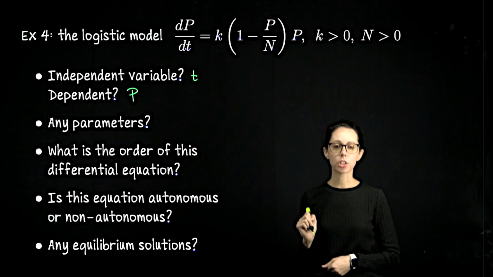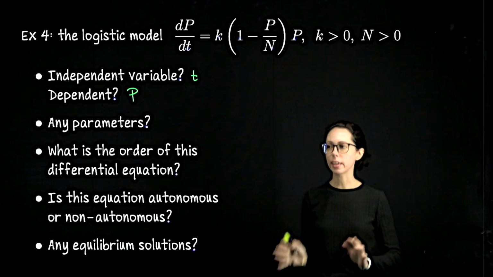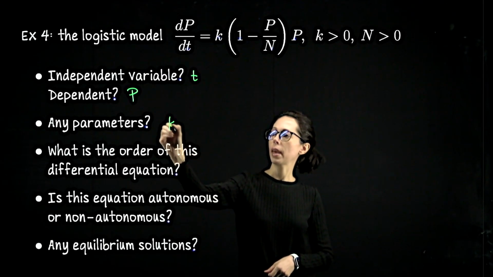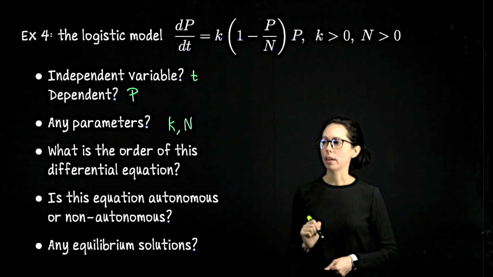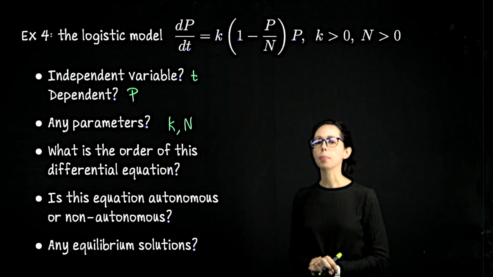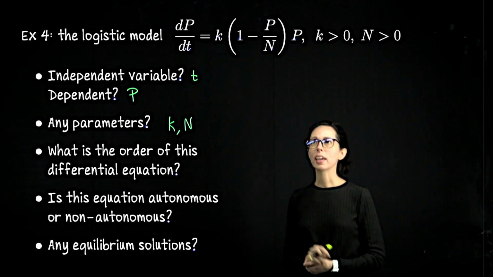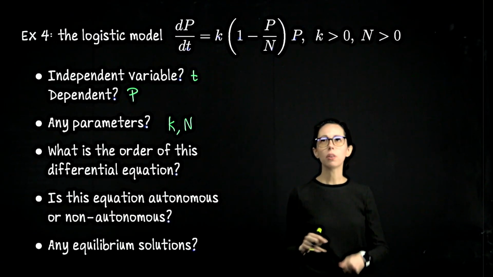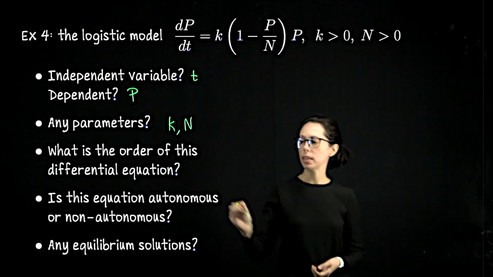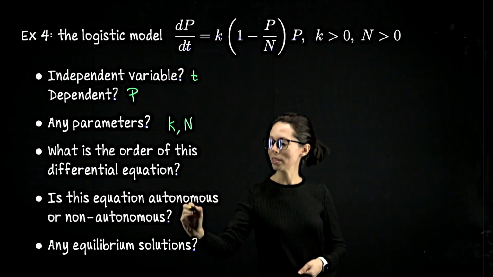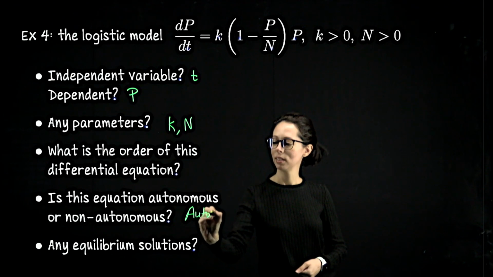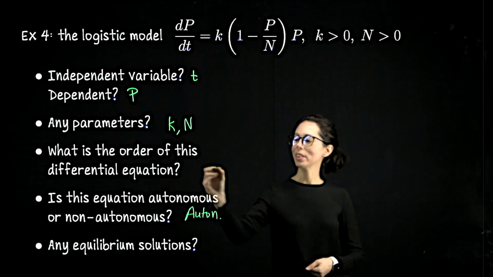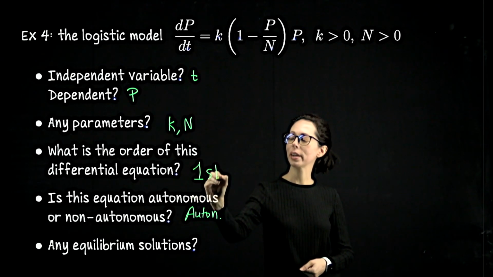For different populations, you would adjust the k and the n. So the k and n values, those aspects of our equation are parameters. Again, on the right-hand side of this differential equation, we don't have any occurrence of the independent variable t, so this is autonomous. Sorry, I jumped ahead. It's also first order. Let me go back. This is a first order ordinary differential equation.